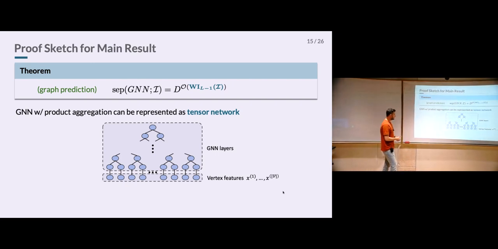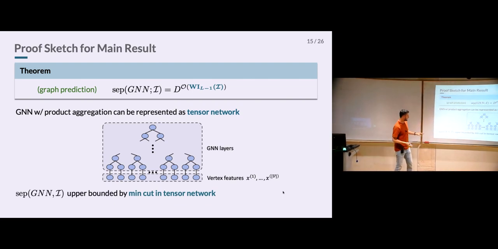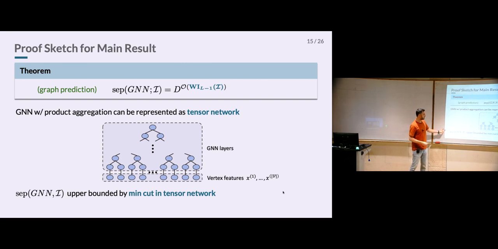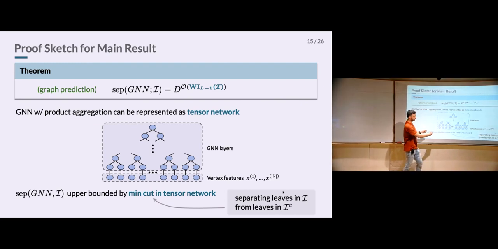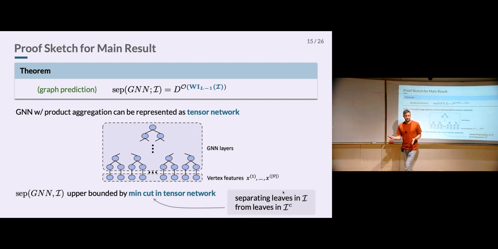The main idea is to use this structure, and once we have it, we can import tools from tensor analysis in order to show that the separation rank of the GNN with respect to a partition of the input vertices can be upper bounded by cuts in this tensor network. Specifically, it is upper bounded by the minimal cut in this computation graph that separates the leaves associated with the original vertices in I from the leaves associated with the vertices in I complement. I'll reiterate to make it clearer. Each leaf in this computation graph represents an original vertex, and there can be multiple leaves corresponding to the same vertex. What we are looking for are cuts that separate the leaves that correspond to I from the leaves that correspond to I complement. Each cut gives us an upper bound. So to finish our proof, all we need is to find a cut with this weight. And this is the whole thing.